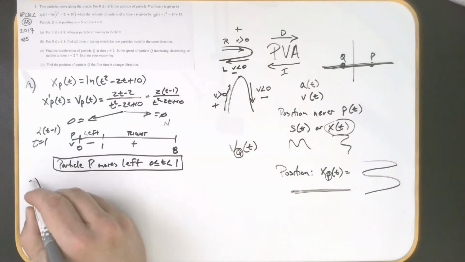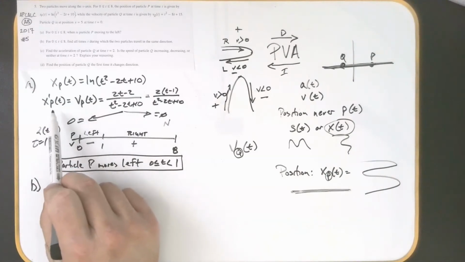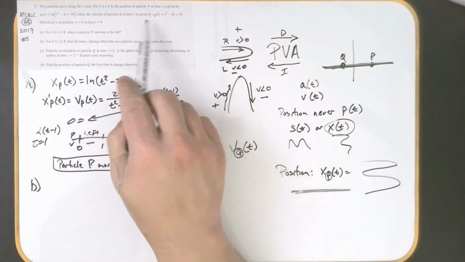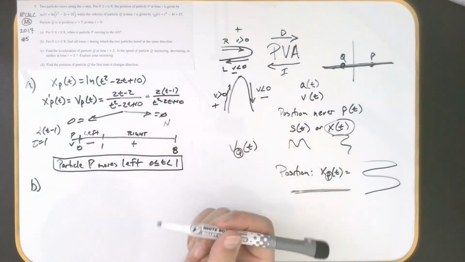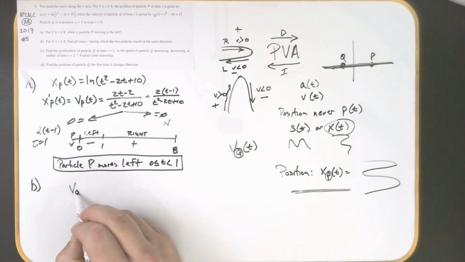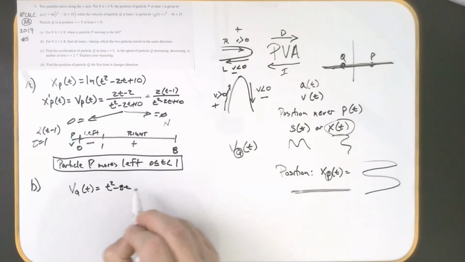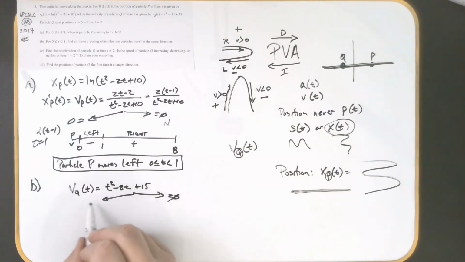Okay, part B. Part B says, same time interval, find all the times in which the two particles travel in the same direction. Well, we've got the direction done here for particle P, so let's see what we have for particle Q. Particle Q, they gave us the velocity already. We don't have to take a derivative. So let's just do our interval test on particle Q, and let's see what we get. So V of Q is equal to t squared minus 8t plus 15. So I need to figure out when is that undefined, and when does that equal 0.